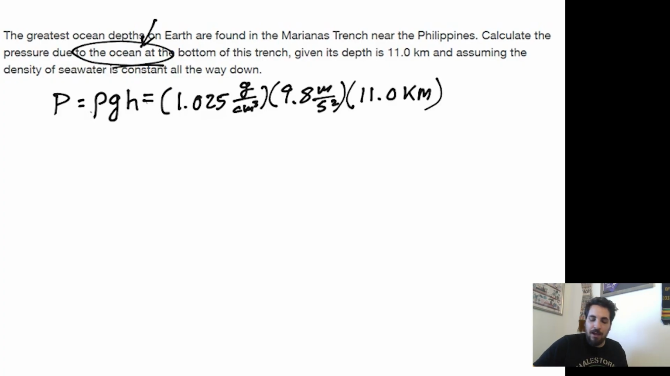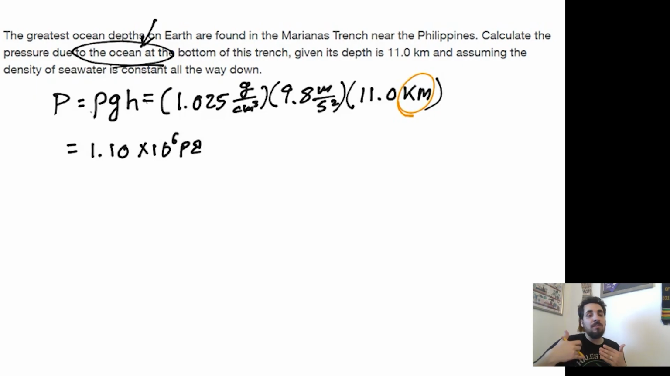But oh wait, we have an issue. Kilometers, we need to convert that. We need to convert it to 11,000 meters. And once you do that, you plug it in, and you find that the pressure at the bottom of the Marianas Trench is about 1.10 times 10 to the 6 Pascal. Again, this is not absolute pressure. This is what we would call gauge pressure, but it is just the pressure from the fluid above it, the ocean, excluding the atmosphere. So then we move on to this last problem.